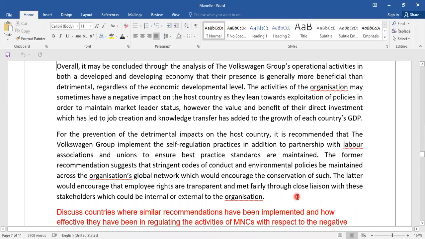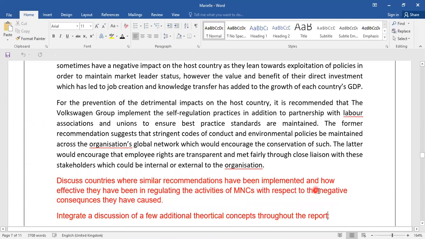You make the recommendation, but you need to give examples in other regions of the world or with other MNEs where this recommendation has been put into practice and what has been the outcome. How successful has it been in mitigating the negative consequences? Does everyone understand how to write a recommendation? You should state your recommendation, but then give examples where these recommendations were implemented and how successful they were in mitigating the adverse consequences you discussed previously.